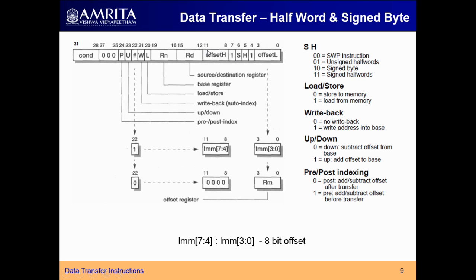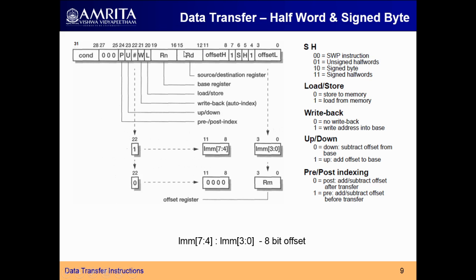So bit number 0 to 11 will be encoded like this if you are using an immediate value as the offset, and if you are using a register offset it will be encoded like this. Bits 0 to 3 will be used for encoding the offset register, and bit number 8 to 11 will be reserved as zeros. So here you should keep in mind, if you are using half word or signed byte load or store, what is the difference? Shifting cannot be applied on the offset register. You should keep that in mind.